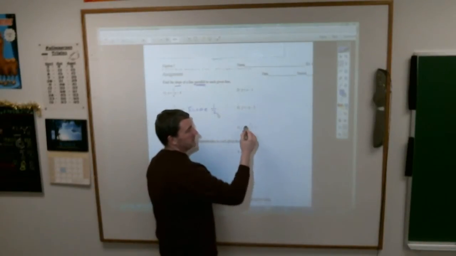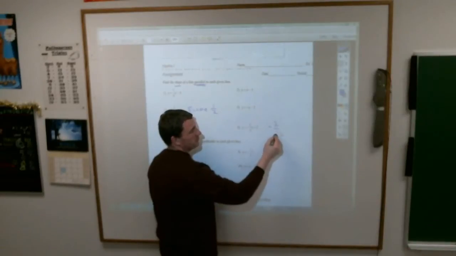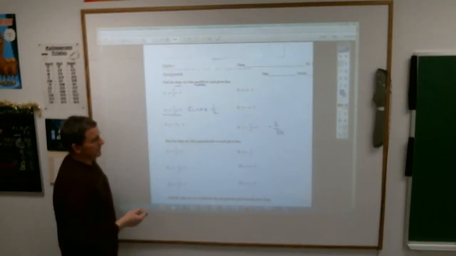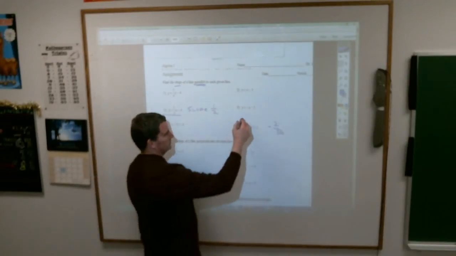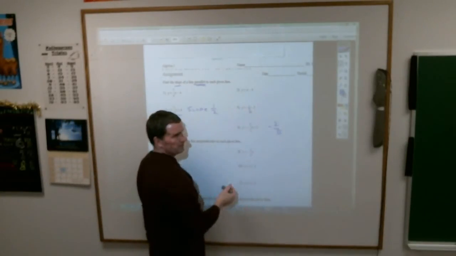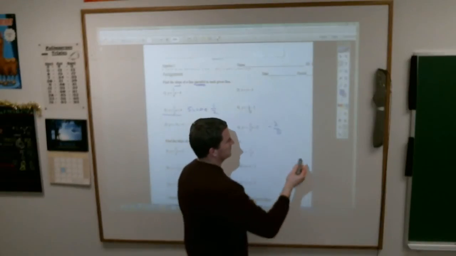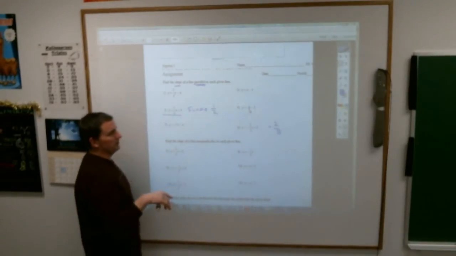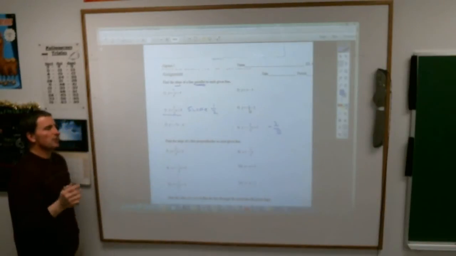Number 6, what comes in front of the x? -2/5. That is the slope of any line that's parallel to number 6. You don't have to graph them. Number 4? They're just asking you the slope. -3/1. Ava, help her out on that one.